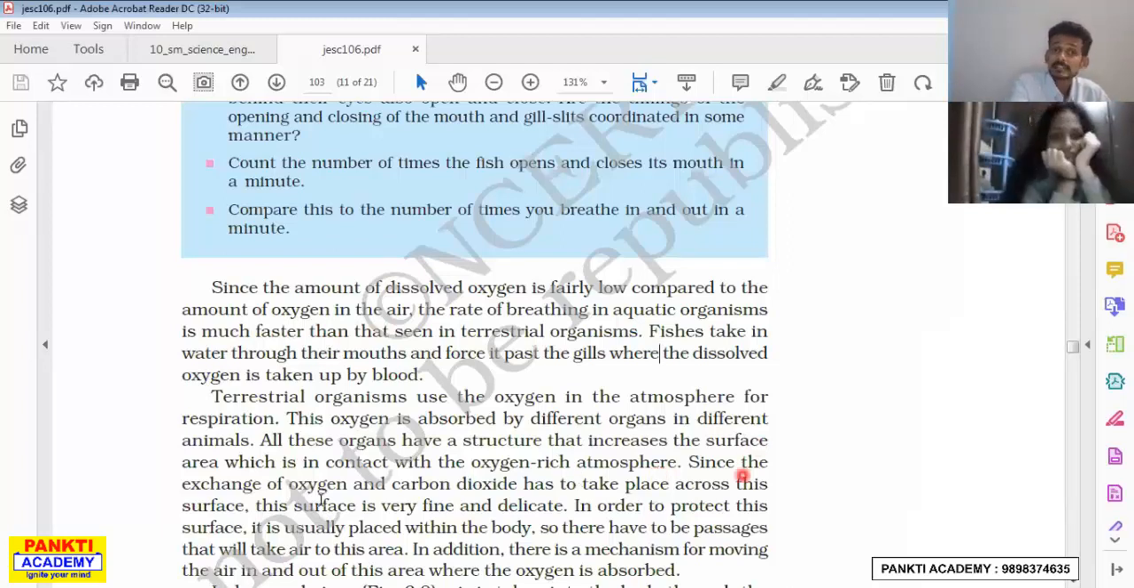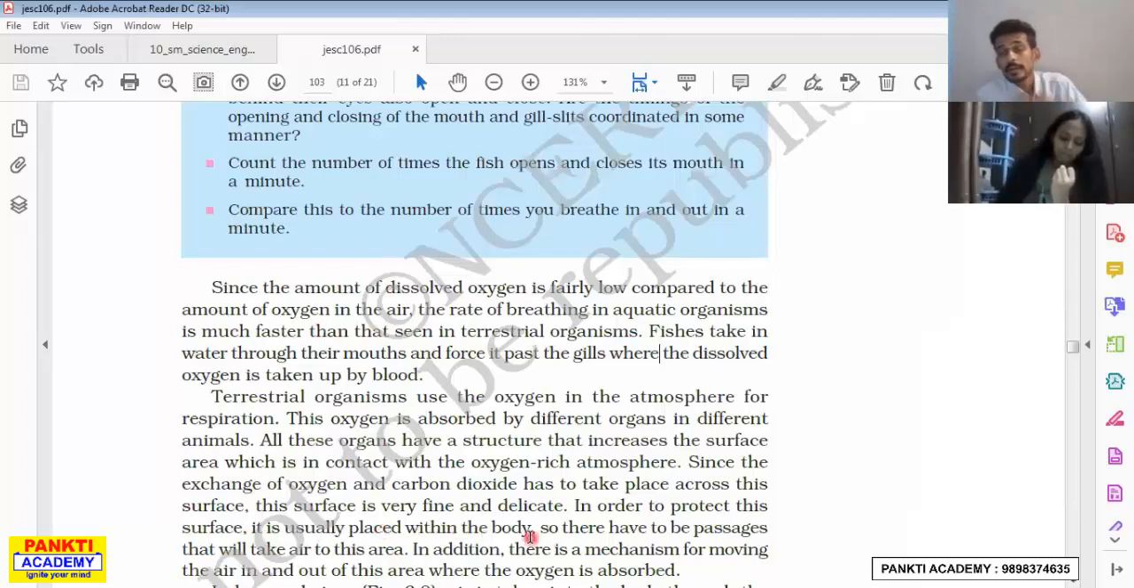Since the exchange of oxygen and carbon dioxide has to take place across this surface, this surface is very fine and delicate. So this surface is designed for what only? Particularly for exchange of gases. Meaning their work is what only? O2 taken, CO2 released. In order to protect this surface, it is usually placed within the body.